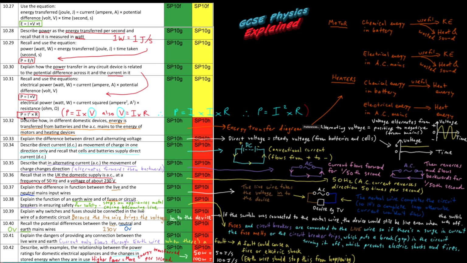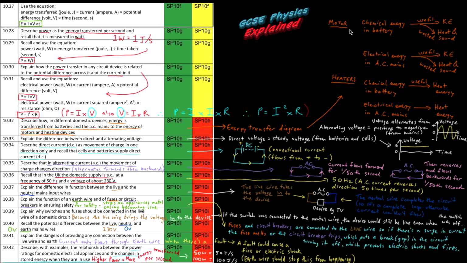Now, you'll also be given an equation called power equals current squared times resistance. 10.32. Describe how in different domestic devices energy is transferred from batteries and the AC mains to the energy of motors and heating devices. So what I've done is I've showed you an energy transfer diagram to show that happening.